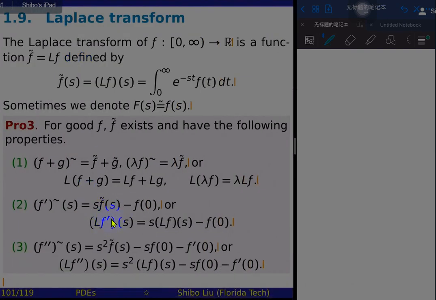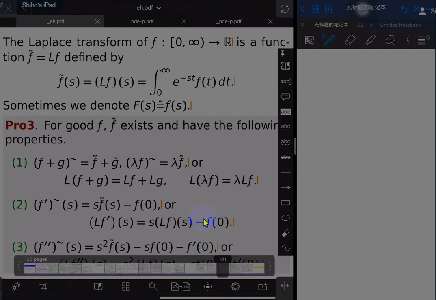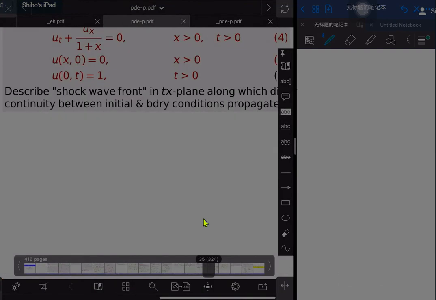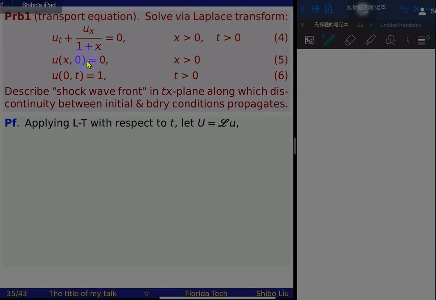Applying the Laplace transform to the derivative of a function f equals s times the Laplace transform of f minus f(0). Therefore, if f(0) is 0, then this term disappears. So this is why we choose to do this for the variable t, because when t equals 0, u is 0. So we apply the Laplace transform with respect to t, and we denote by capital U the Laplace transform of our small u, the unknown function.